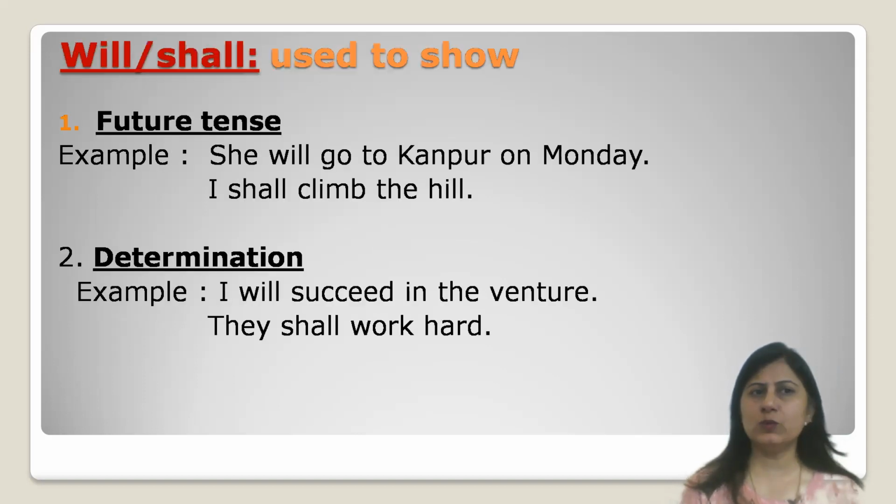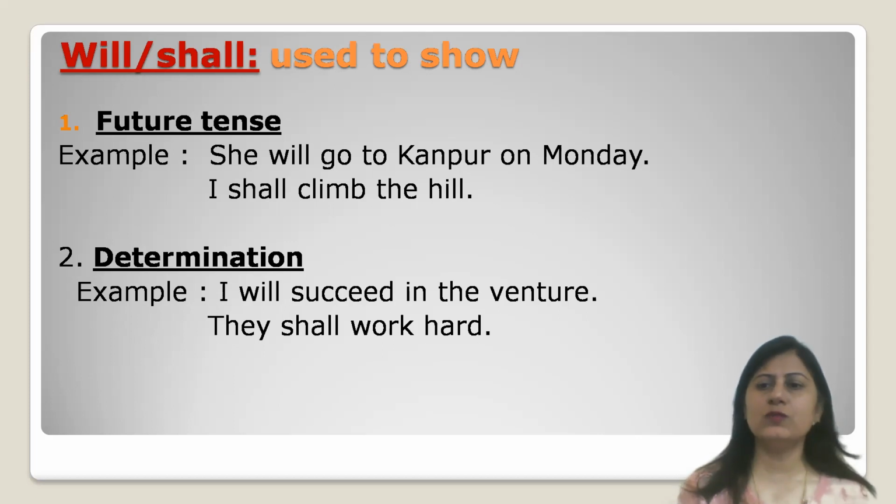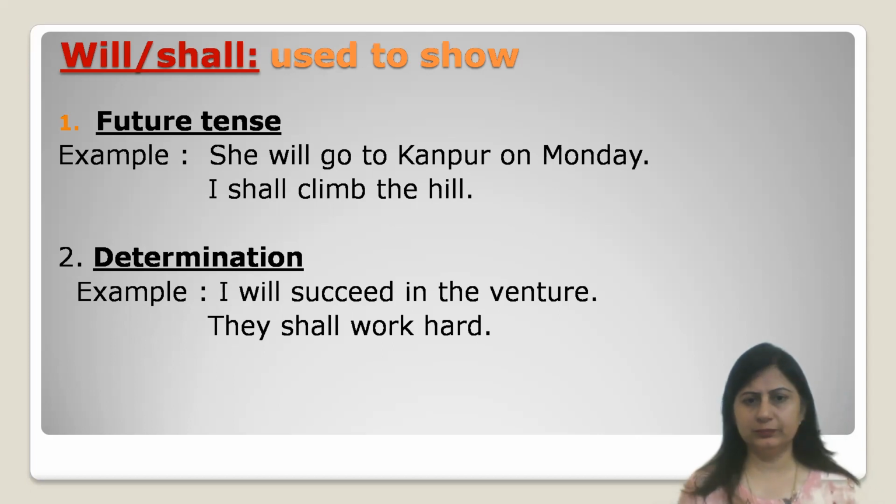Now let us move to the next one, that is will and shall. They are used to show the future tense, like she will go to Kanpur on Monday. Will shows the future tense. I shall climb the hill. This is again showing the future tense. Sometimes it is also used to show a determination, like I will succeed in the venture, means I am determined to succeed in that venture. Next, they shall work hard. It is a determination on their part that they are determined to work hard. So, will and shall are used to show future tense as well as a determination.